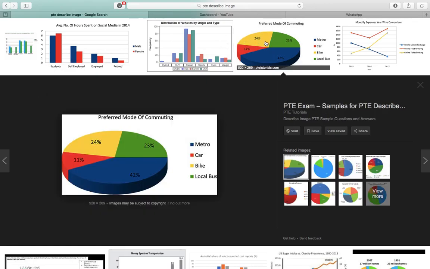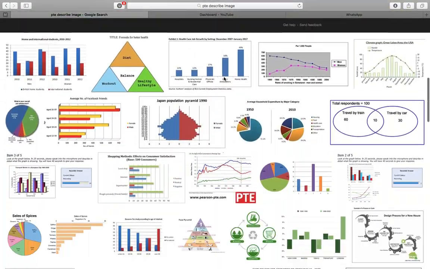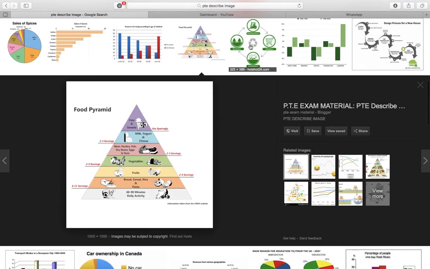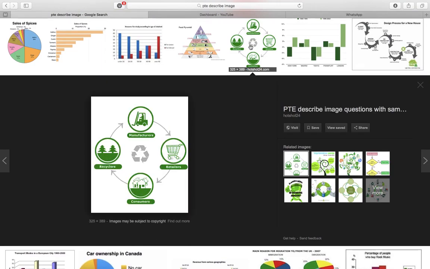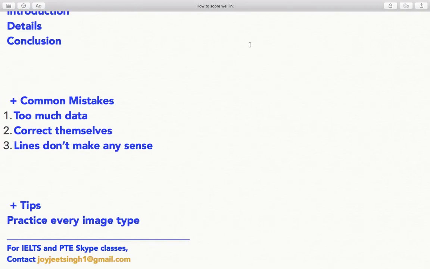So day 1 can be for bar graphs, day 2 can be for pie charts, day 3 can be for maps, day 4 can be for simple diagrams, day 5 can be for processes. So simply distribute and prioritize your days for different tasks. This is a method that has worked perfectly for most of my students, and I hope this would work for you as well.